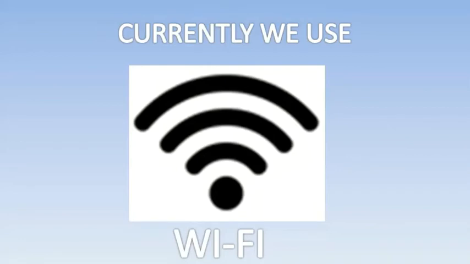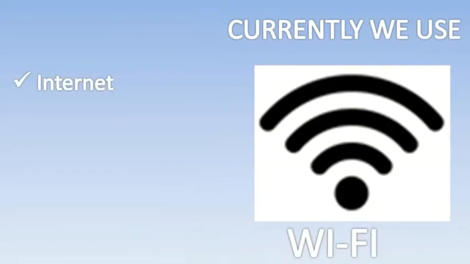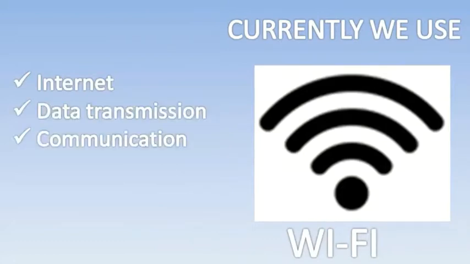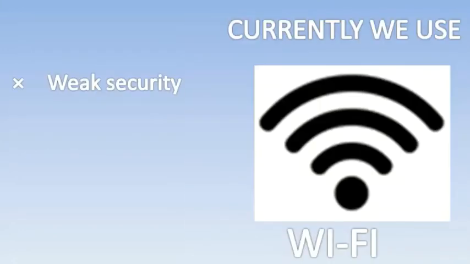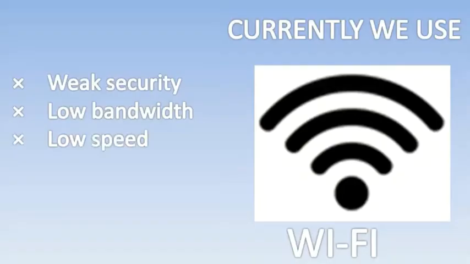Currently, we use Wi-Fi, that is wireless fidelity, or mobile data for internet, data transmission, and communication. Though it is quite efficient for household purposes, it does have many loopholes. It has weak security, low bandwidth, and low speed.